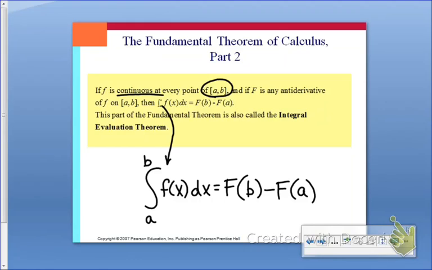So we get the antiderivative function, we plug in the two limits, a and b. It's going to have to be in the order that's given to get the correct answer, F of b minus F of a. It's called the integral evaluation theorem, is another name for it, or part 2 of the fundamental theorem of calculus.